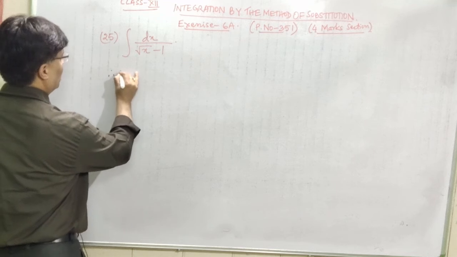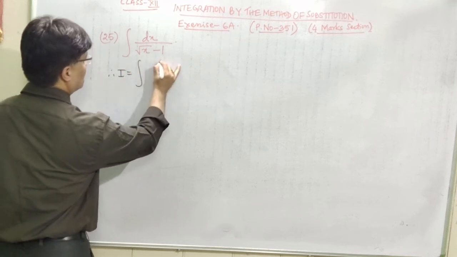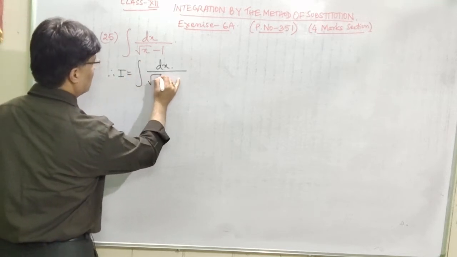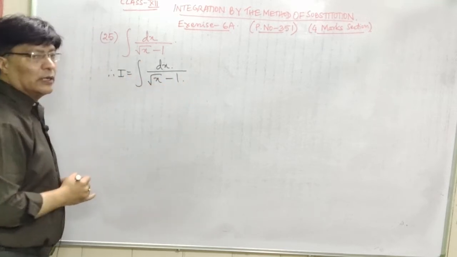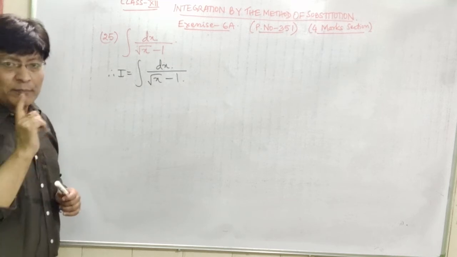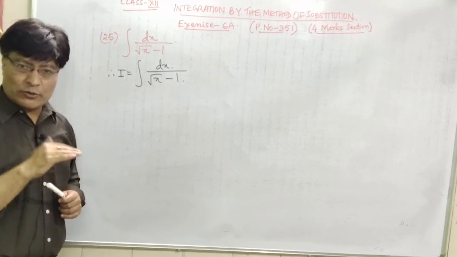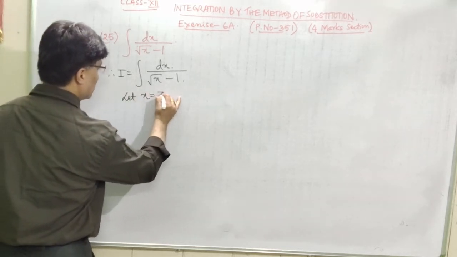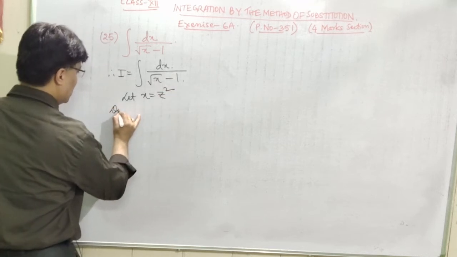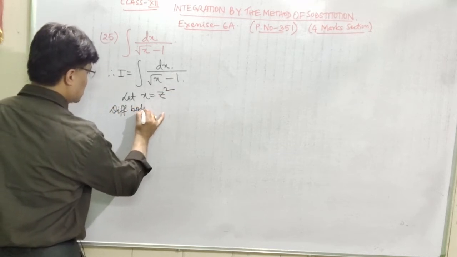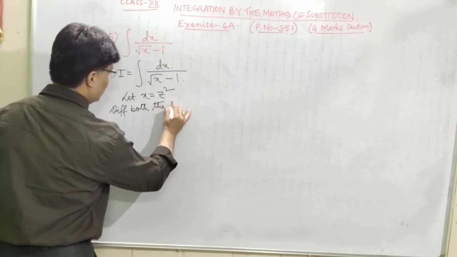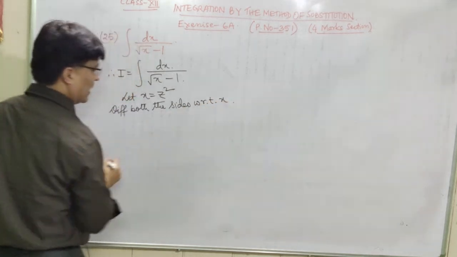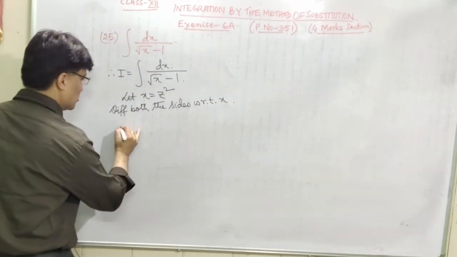Okay. So therefore I is equal to the integral of, let us first write this down, I is equal to integral dx divided by root over x minus 1. Now we have to remove the square root from x. So we can put x is equal to z square. So differentiating both the sides with respect to x, or you may write with respect to z also.